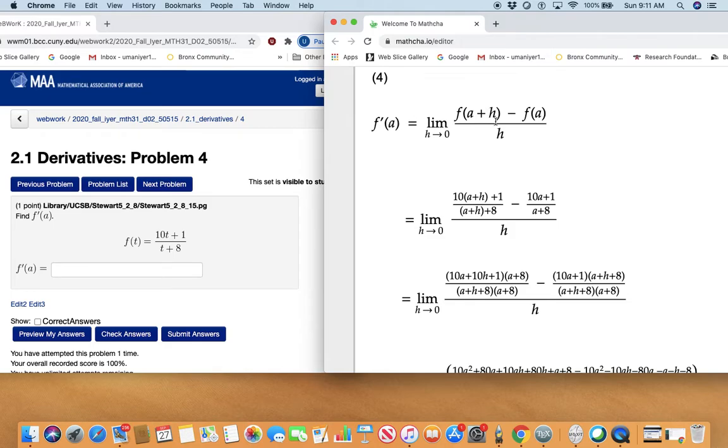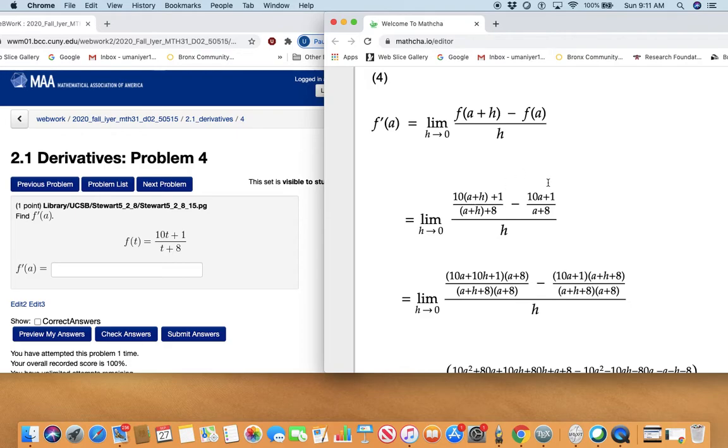So notice f of a plus h. What is f of a plus h? Wherever you see t, I'm going to plug in a plus h. All right, 10 times (a plus h) plus 1 over a plus h plus 8. That's this one, minus f of a. Wherever I see t, I replace it by a. So that's the second one, the whole over h.